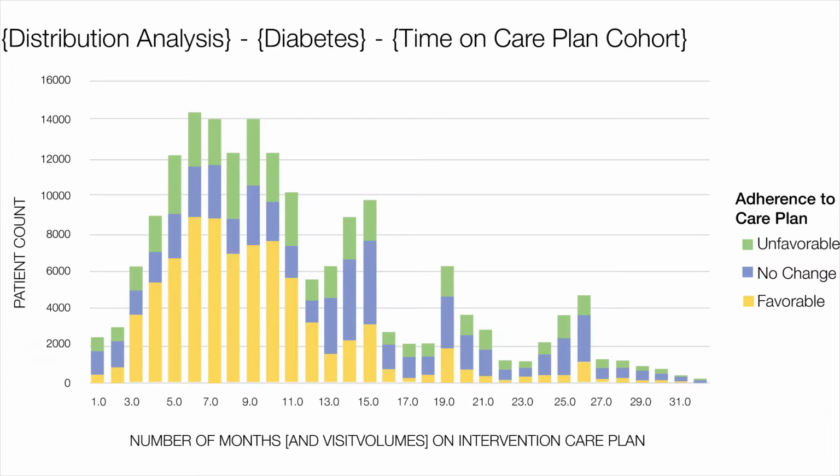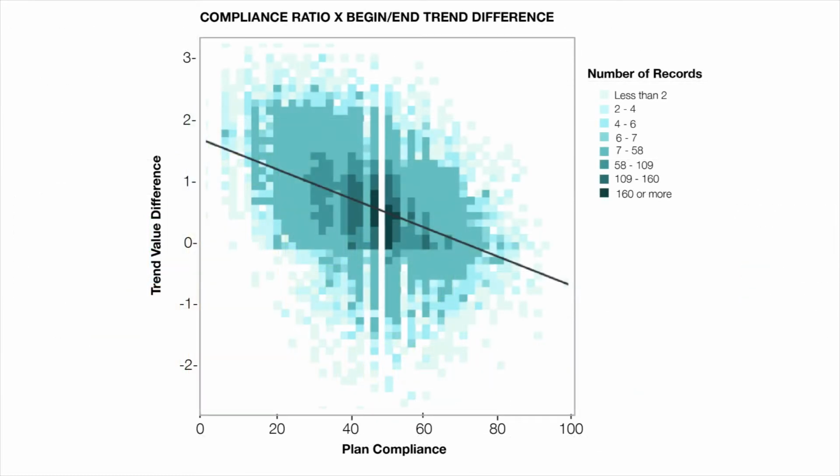More sophisticated analyses are also possible. Here we look at the distribution of the population in terms of how long they've been on the care plan, and we can see a breakdown in terms of how well they're adhering to the care plan. And here we see a correlation between the patient's compliance to the care plan and the effect on their hemoglobin A1C value. Clearly, the more compliant they are with the plan, the more of an impact it's having on their decrease in their A1C over time.